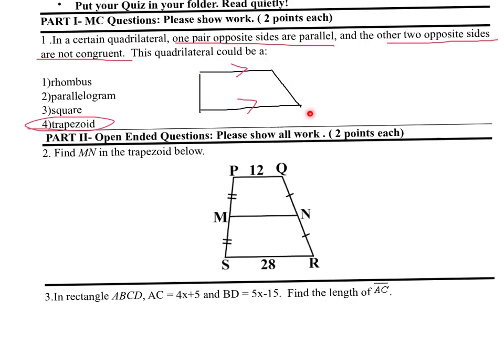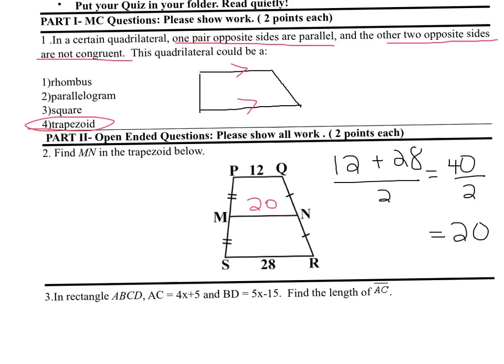Question number 2. This asks you to find MN in the trapezoid. Clearly, MN is going to be the mid-segment, and we know when we have the mid-segment, we're looking for the two bases added together divided by 2. Clearly, we've added them here, 12 and 28. Divided by 2, we're going to get 20.